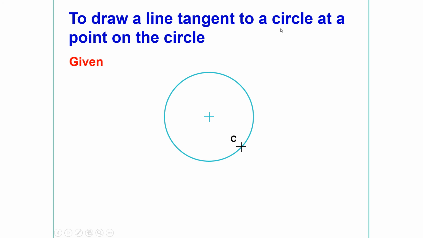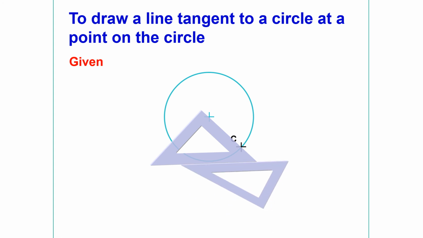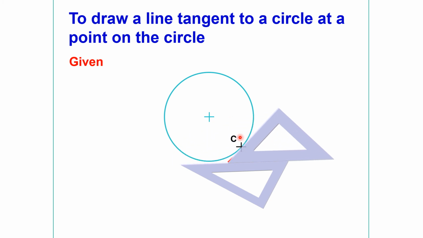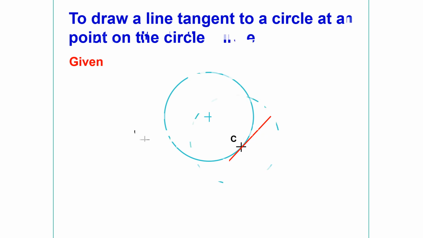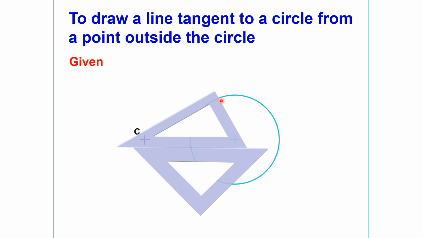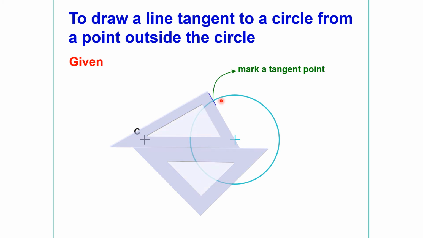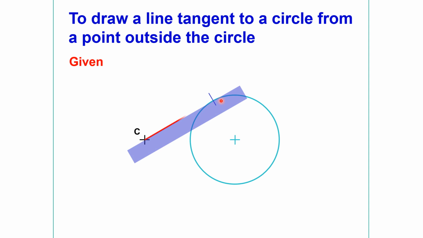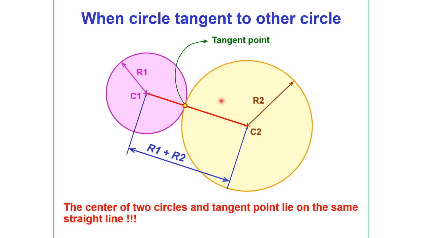Now to draw a line tangent to a circle at a point, here you will draw a perpendicular line. Let me open the laser, okay, here perpendicular, here just 90 degrees. So that's how you draw the tangent on the circle. Now from this point to draw the tangent on the circle, okay, again that is so easy.